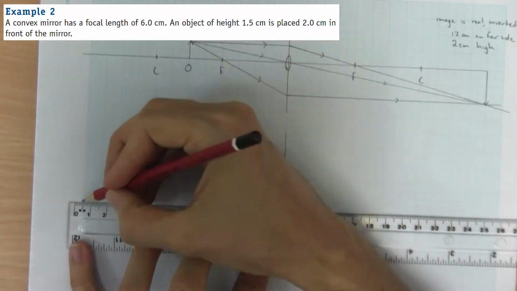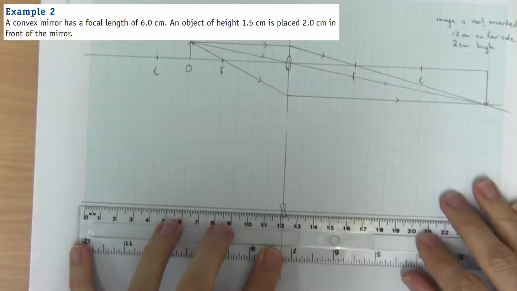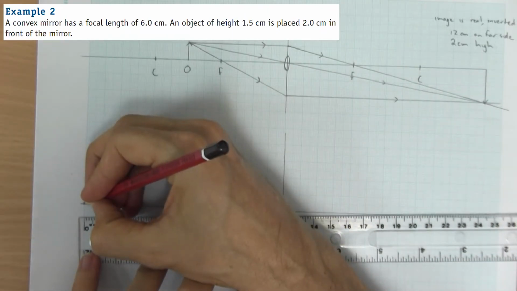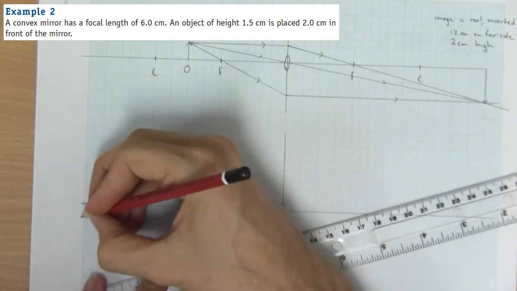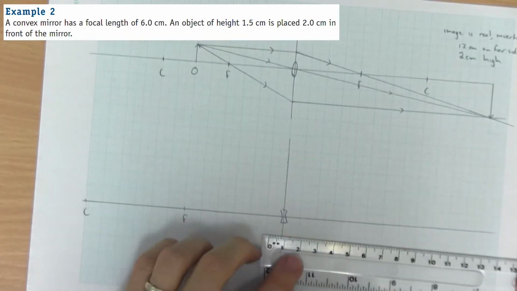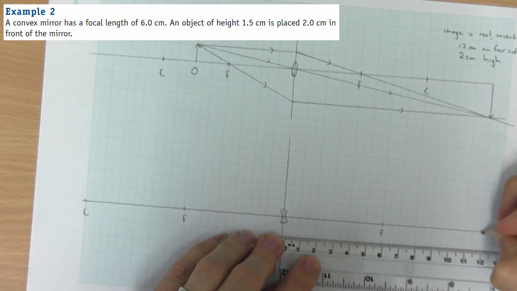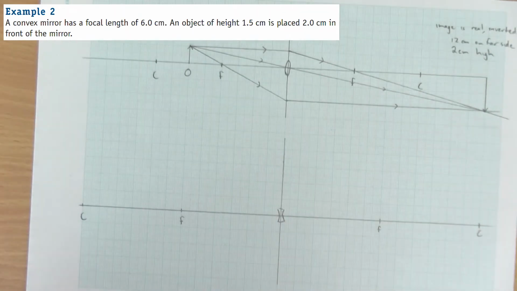This line isn't quite long enough. So we're going to go 6 centimetres and 12 centimetres. That's the focus and the centre. And the same on this side, 6 to the focus, 12 to the centre.